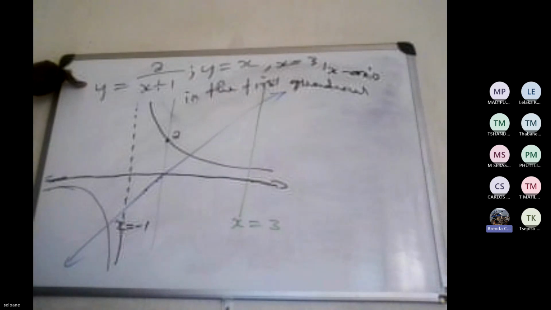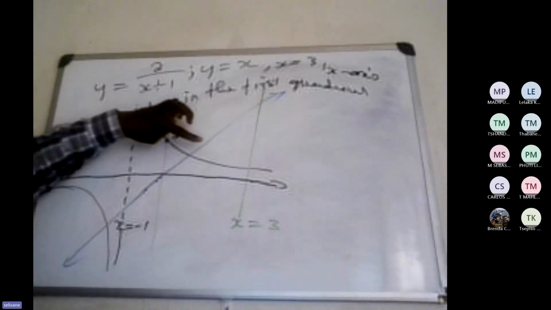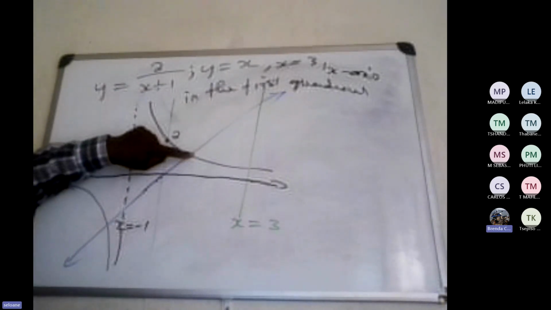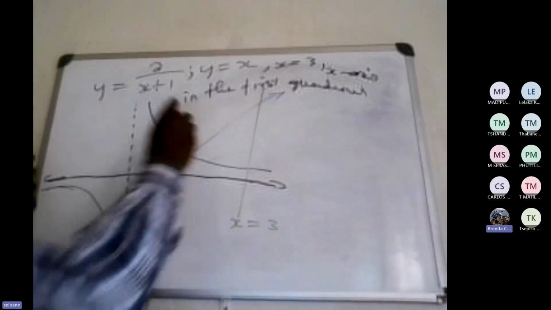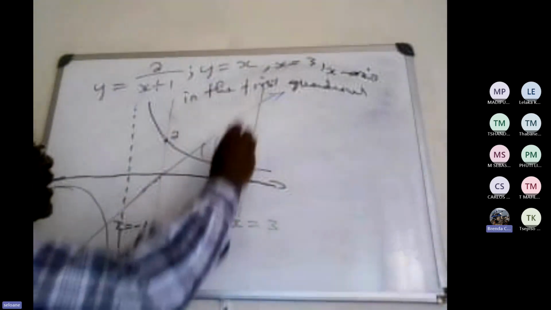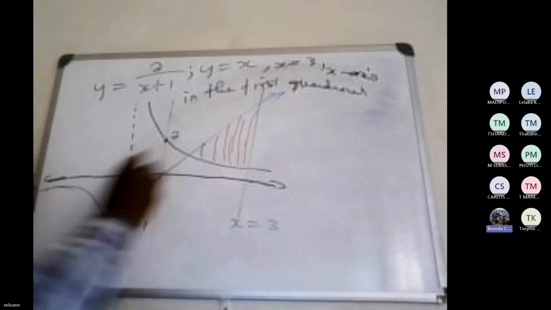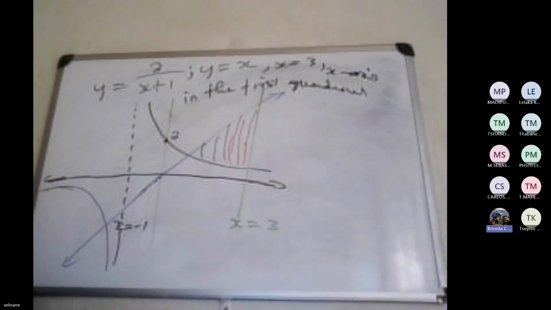No, on the first quadrant, say. On the first quadrant. Yeah. So move from there. Is it this one? Is it this one? Is it this one? Carlos?